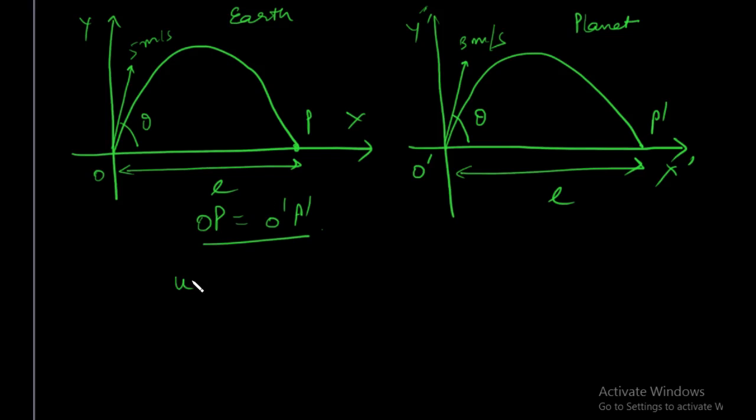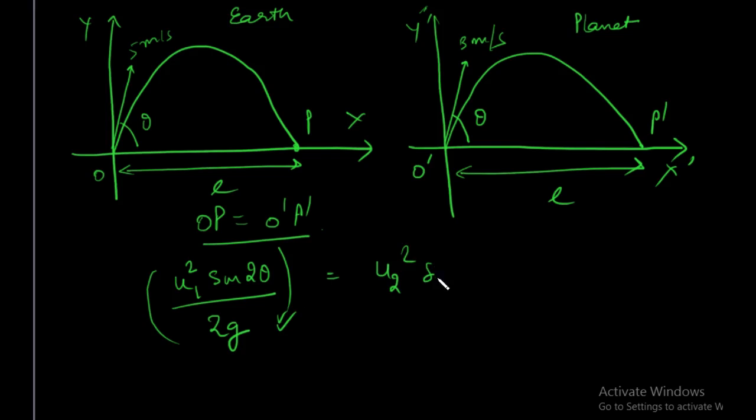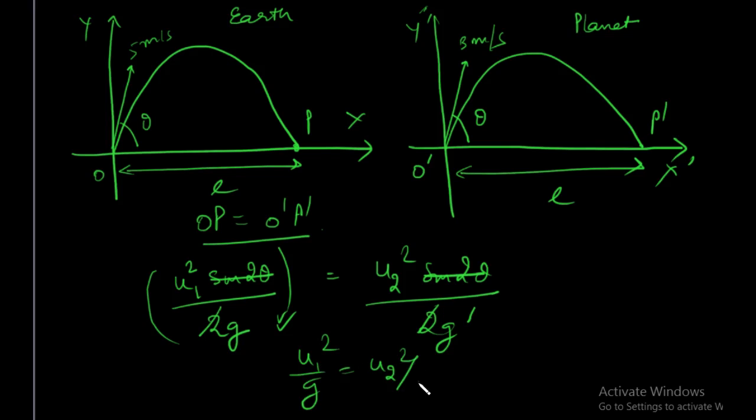And what was the range? I covered the range in my previous videos, please see them. It was U square sine 2 theta by 2g. So velocities are different, angle is the same, and gravity is different. So this is OP with U1, and this would be U2 square sine 2 theta by 2g dash, because the gravity is different. So sine 2 theta cancels out, 2 cancels out, and we are left with U1 square by g equal to U2 square by g dash.